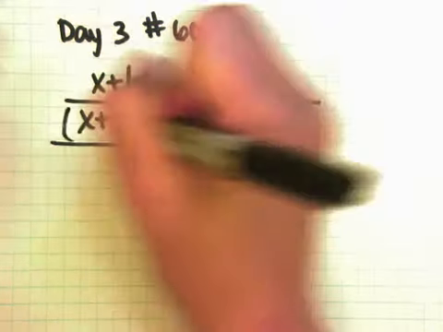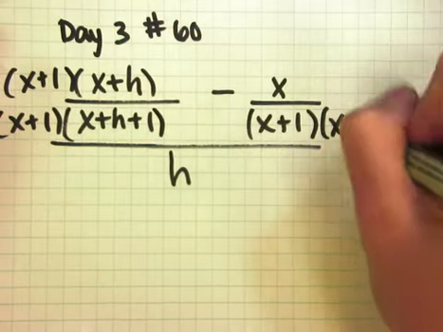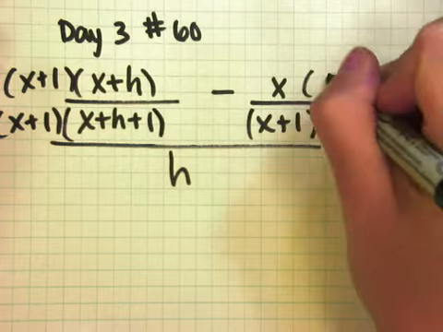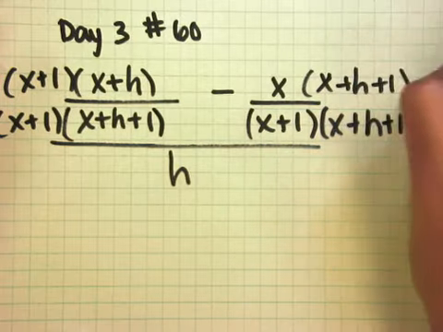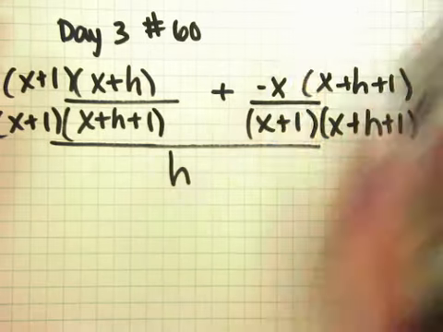When I go to get my common denominator, I have to multiply this side by x plus 1 on top and on bottom. And I have to multiply this side by x plus h plus 1, which is weird. You guys probably haven't seen something like this for a while. I'm also going to change this minus sign to plus a negative x so that I remember to distribute a negative x in.